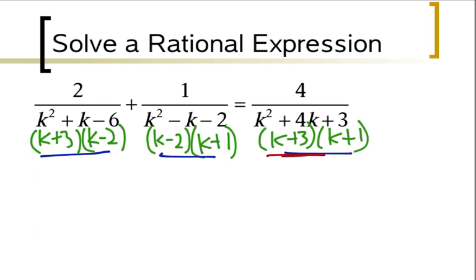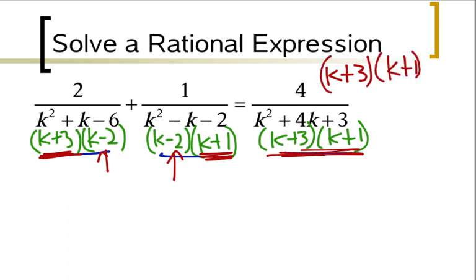And what we want to identify is which ones they have in common. Well, this fraction off to the side has a k plus 1 and a k plus 3. So that means it's missing the k minus 2 that these other two have. Okay, so basically our common denominator needs to be a k plus 3 times a k plus 1 times a k minus 2. And then that would be what all three of them have in common.